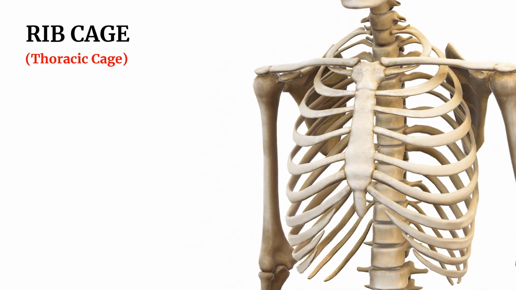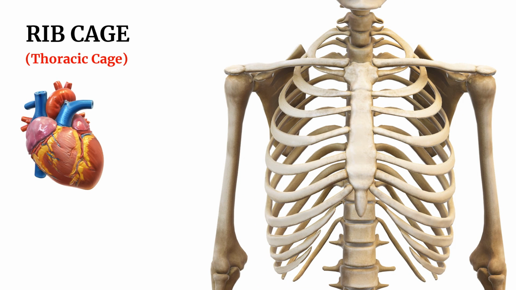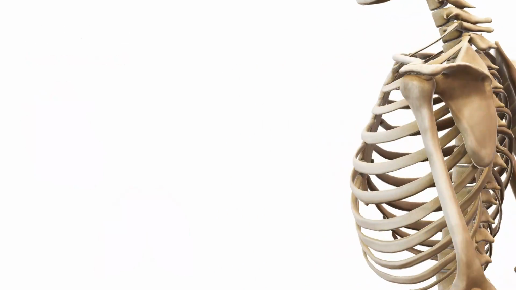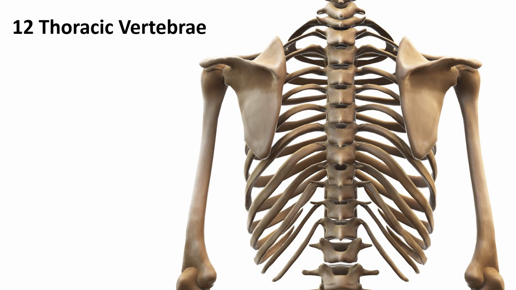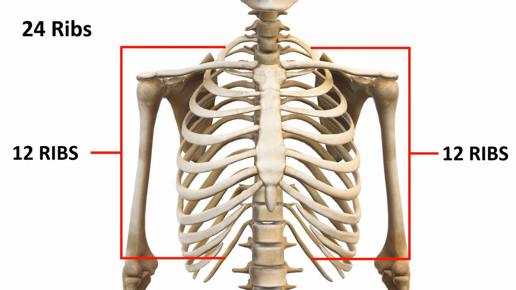The rib cage, also known as the thoracic cage, is a bony structure that protects vital organs like the heart and lungs. In total, the rib cage consists of the 12 thoracic vertebrae and the 24 ribs, in addition to the sternum. The rib cage is composed of 24 ribs, split into 2 equal sets of 12 ribs, one on the right side and one on the left side.